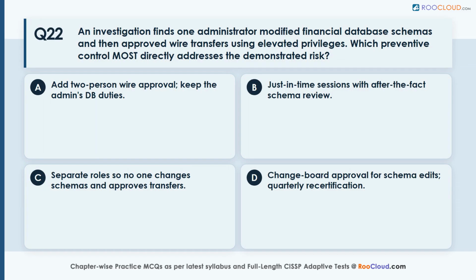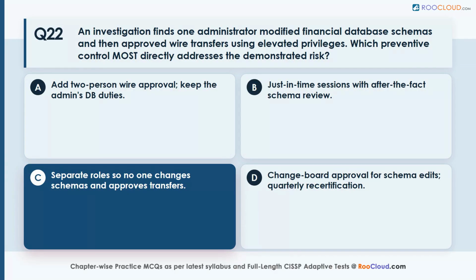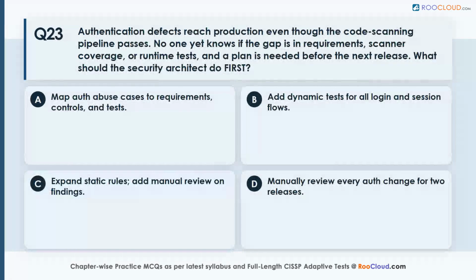Option B issues just-in-time sessions and reviews schema changes later. That records the problem but does not prevent the combination. Option D requires change board approval and quarterly recertification. Process around it without actually splitting the two powers. Option C redesigns roles so no single identity can both change financial schemas and authorize the transfers. Separation of duties aims straight at the toxic pair. That is the pattern.